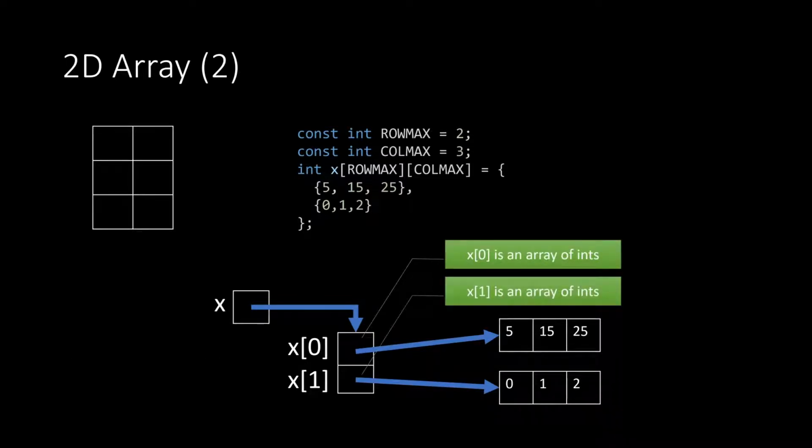Index 0 and 1 of X each is an int array of its own and holds the address of an array of 3 ints.